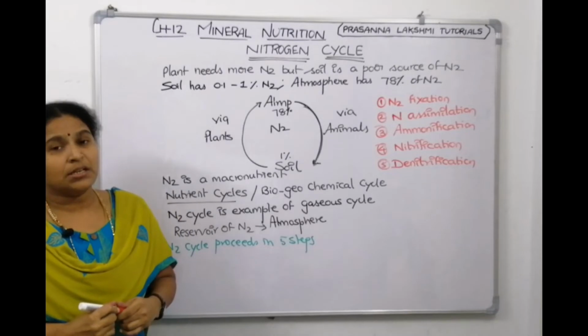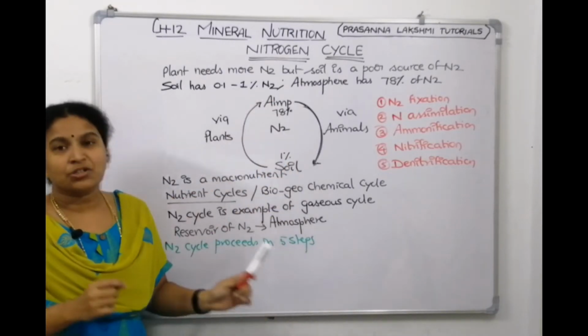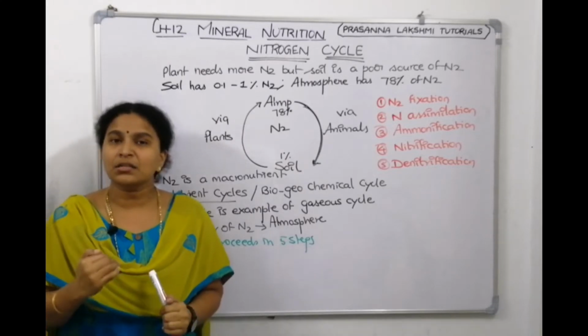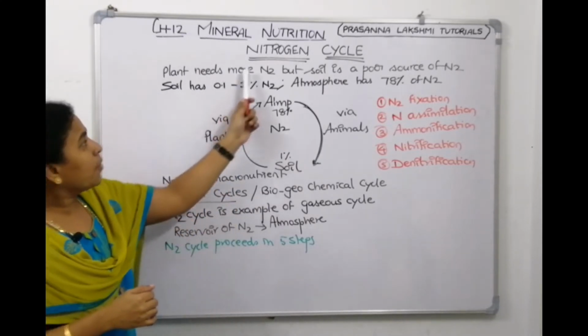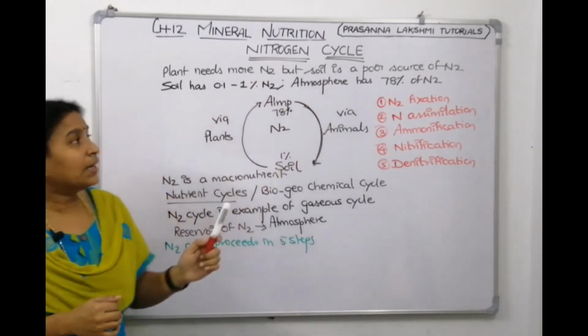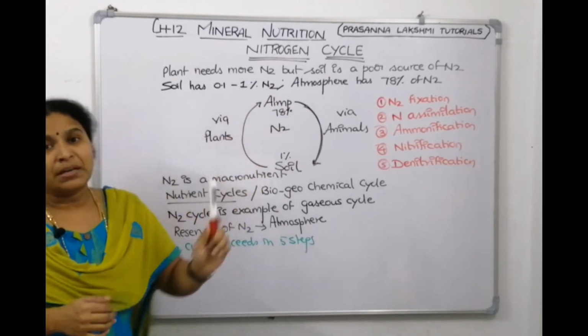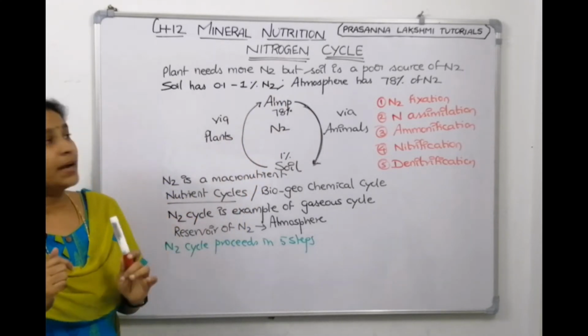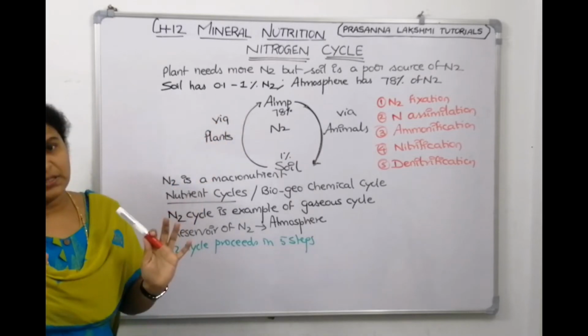We discussed it in the form of a flow chart. So we are just discussing the introduction to the nitrogen cycle, then we will get into the steps of the nitrogen cycle. What did we write on the board? We were talking about the nitrogen cycle and we are telling that plant needs nitrogen in more concentration, but soil is a poor source of nitrogen. How much nitrogen is there in the soil? Only 1% nitrogen is there in the soil.